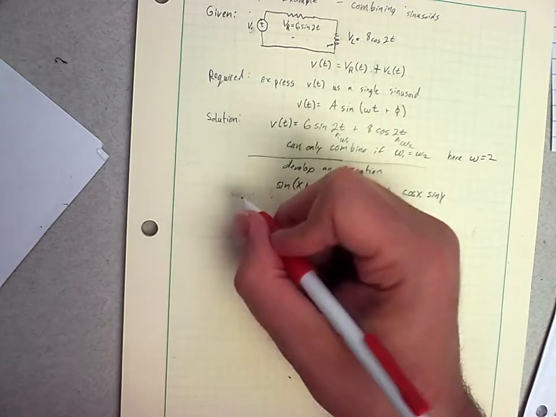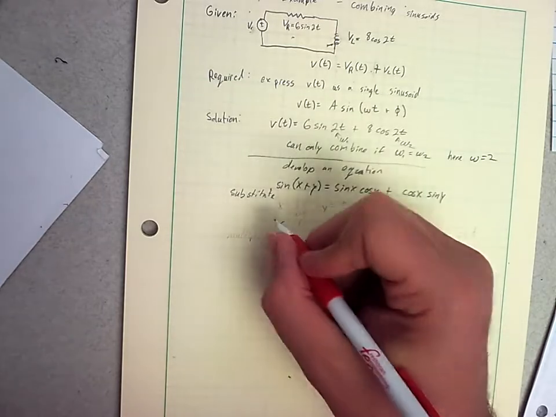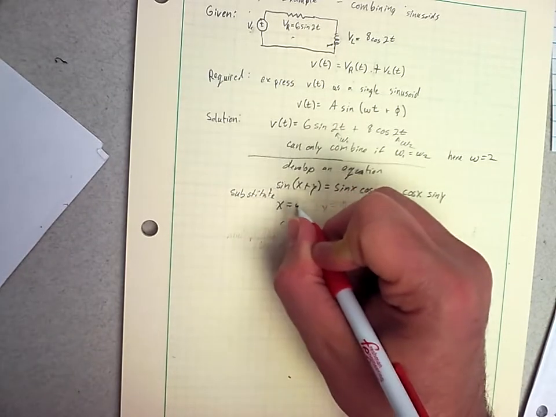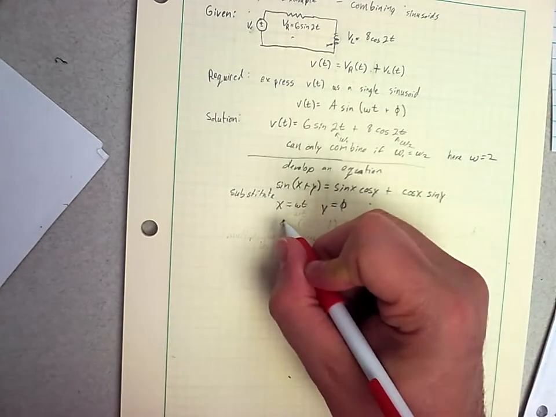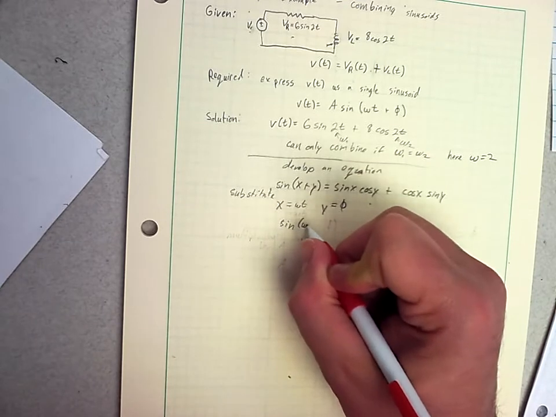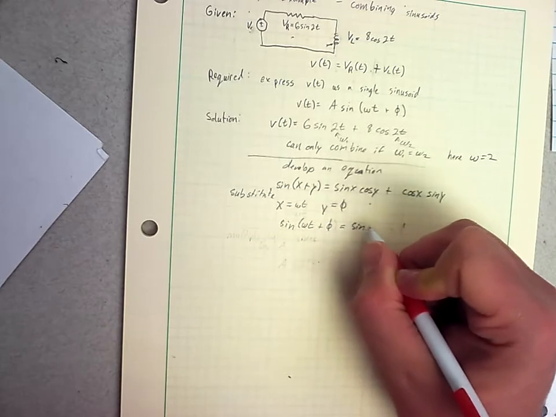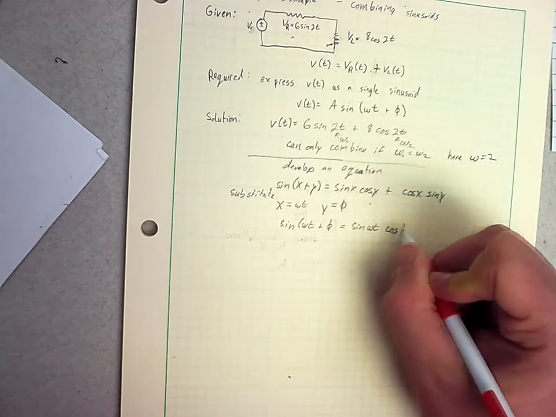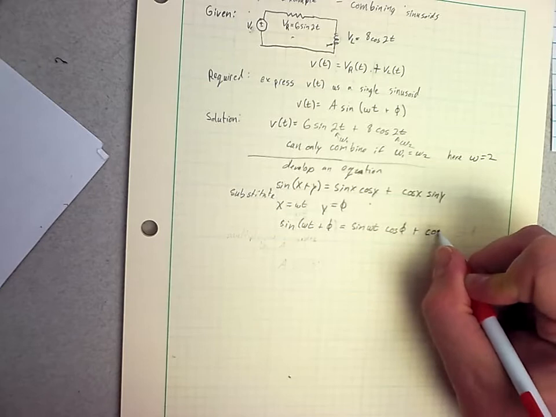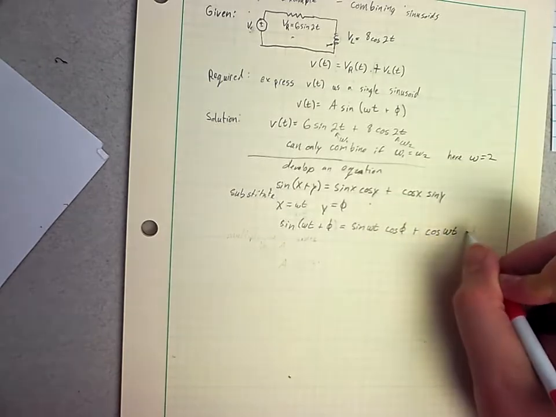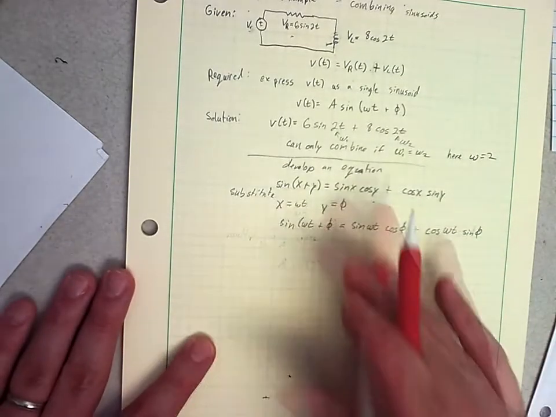Then I'm going to substitute that x is omega t and y is equal to phi. So then what I have is that sine of omega t plus phi is equal to sine omega t times cosine phi plus cosine omega t times sine of phi. Alright? So we're getting there.